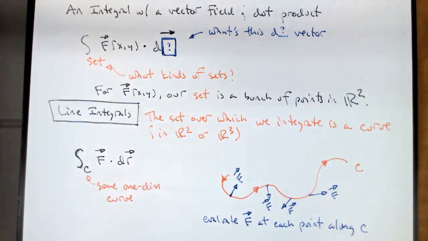It's fishy to say each point. C is a continuous curve. There is no next point. But that's just running in the background of how we think in calculus.